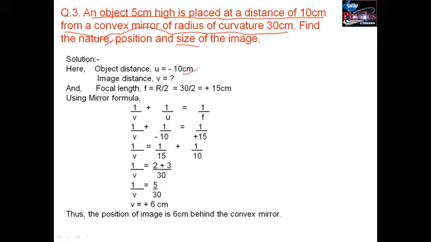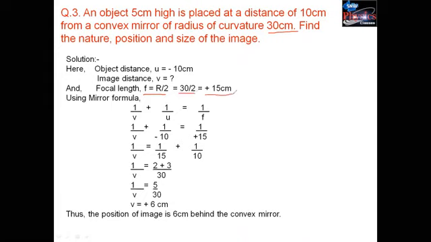Here the object distance is -10 centimeter, because we already know that object distance is always negative. We have to find the image distance, but here the focal length is not given. We have to find the focal length by using this formula, f = R/2. The radius of curvature is given as 30 centimeter, so the focal length is 30/2, that is +15 centimeter.